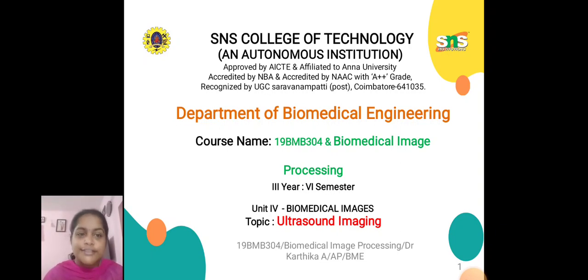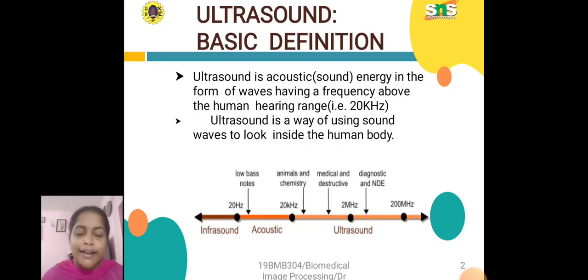Today we are going to discuss ultrasound imaging and biomedical images in biomedical image processing. First of all, what do you mean by ultrasound? Ultrasound is acoustic sound energy in the form of waves having a frequency above the human hearing range. Ultrasound is a way of using sound waves to look inside the human body.